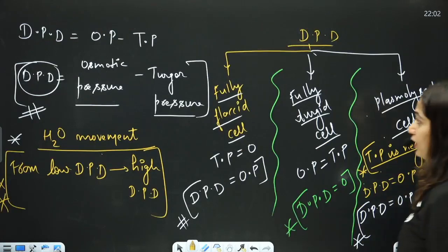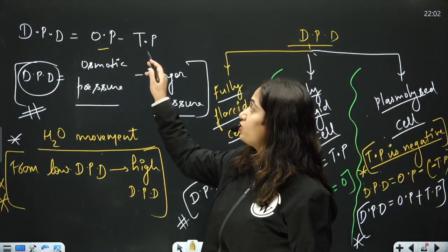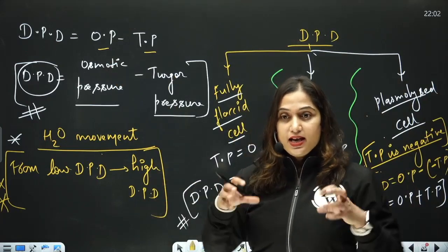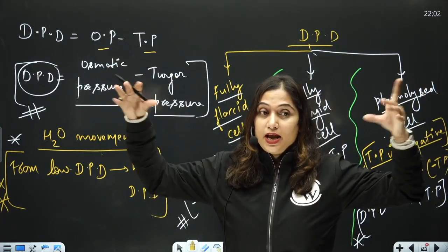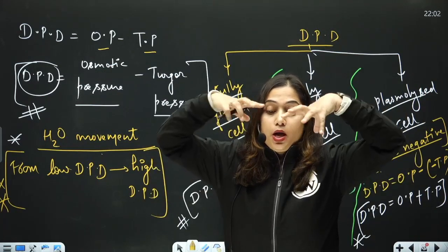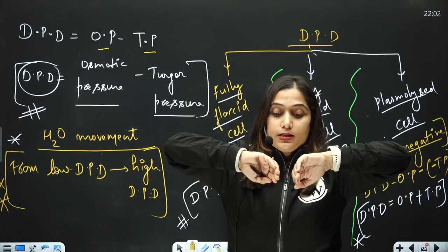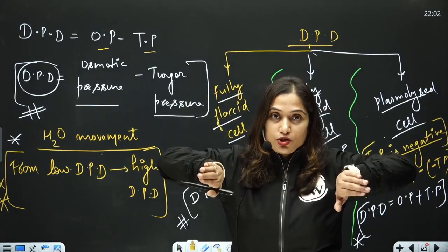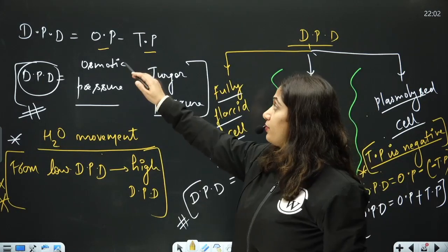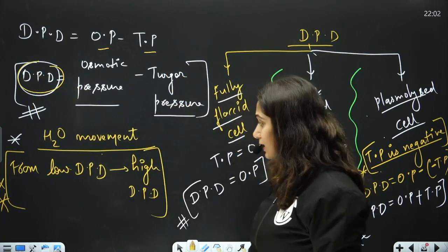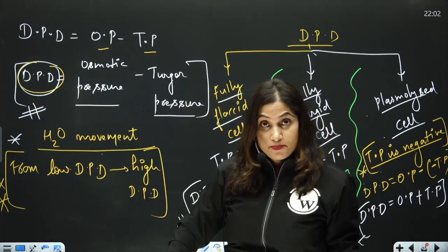Another formula for DPD is osmotic pressure minus turgor pressure. What is turgor pressure? When water enters into the cell, a cell becomes turgid, right? So the protoplasm exerts a pressure towards the outside of the cell, that is turgor pressure. So osmotic pressure minus turgor pressure gives you the DPD value of a cell, right?